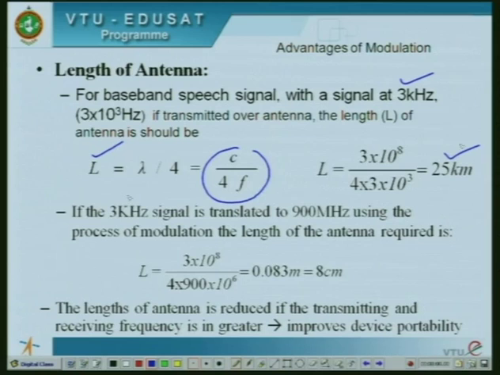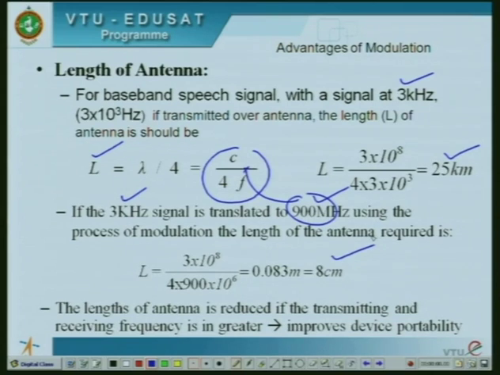Now by the process of modulation, we translate 3 kilohertz frequency to 900 megahertz. That is the process of mobile communication, wherein 3 kilohertz frequency is translated to 900 megahertz. What will happen to the length of the antenna? Again, substituting these parameters into this formula, we find that the length of the antenna has been reduced to only 8 centimeters.